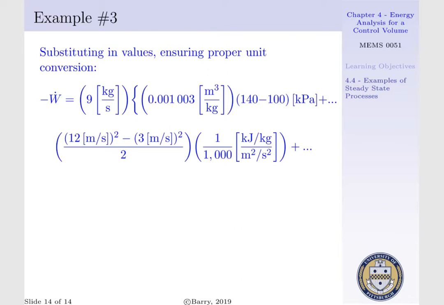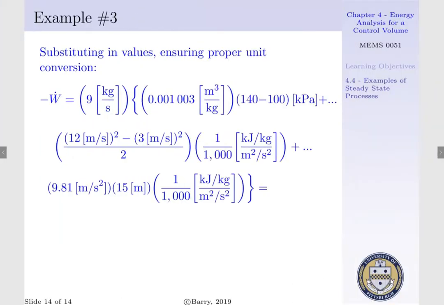And to convert this to our proper units, we have to divide by a factor of 1,000 such that we get kilojoules per kg. Last but not least, we have to include our change of potential energy within our system. We'd have our gravitational constant, 9.81 meters per second squared, times our change of elevation, 15 meters, and once again we have to divide by a factor of 1,000 such that we have units of kilojoules per kg. Therefore, negative W dot would be equal to 2.41 kilowatts, i.e. we need to supply 2.41 kilowatts.